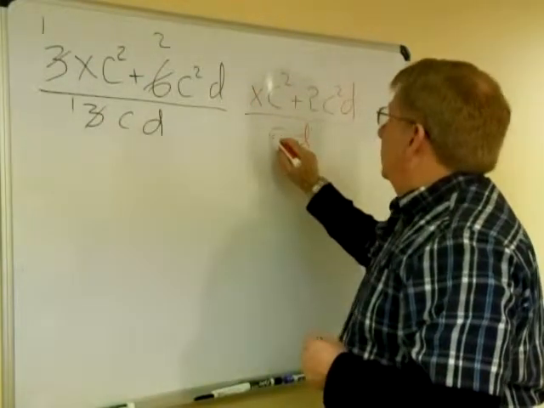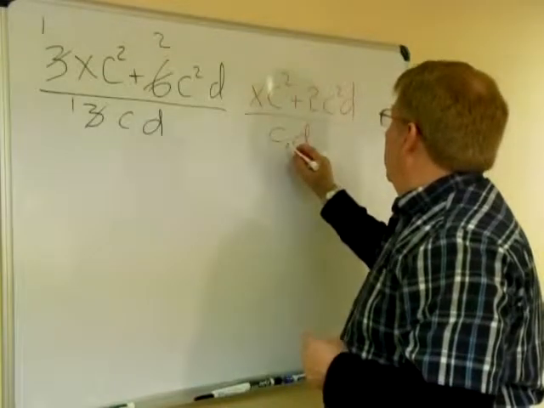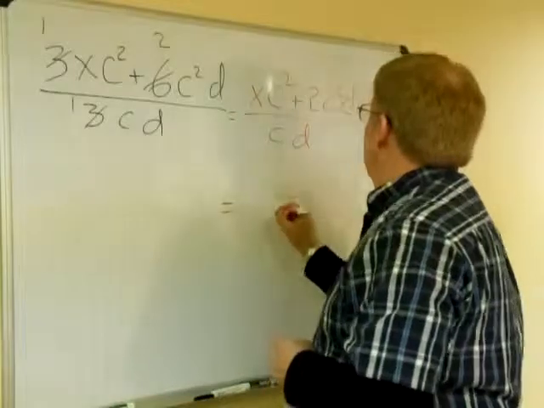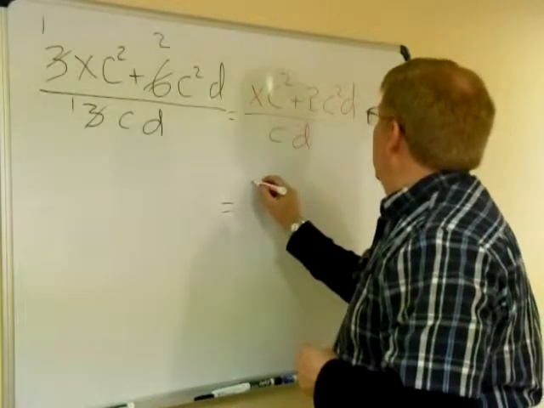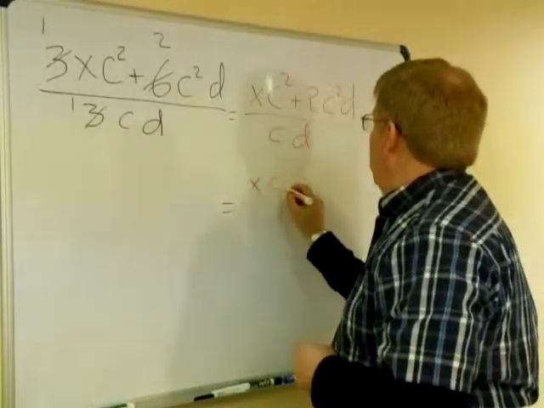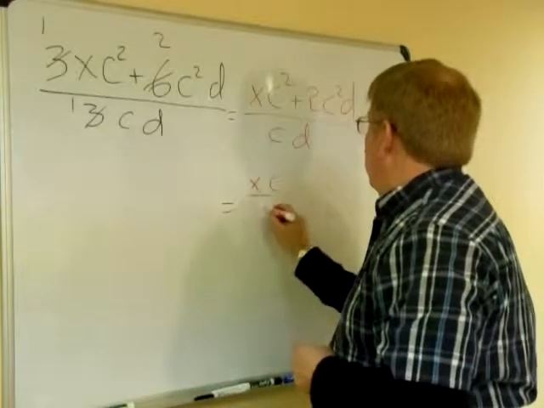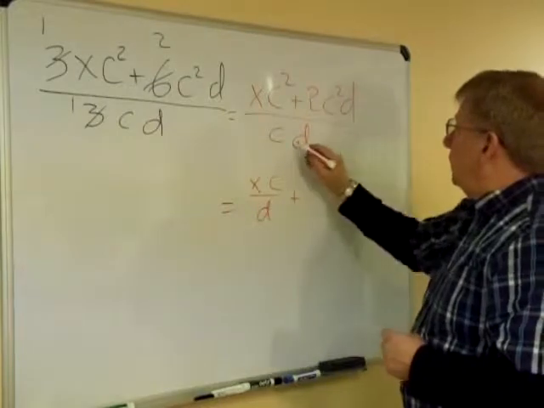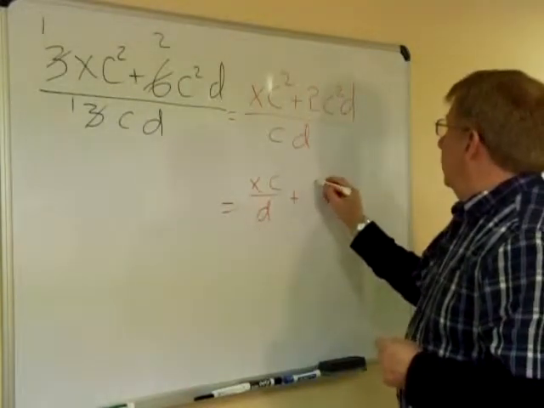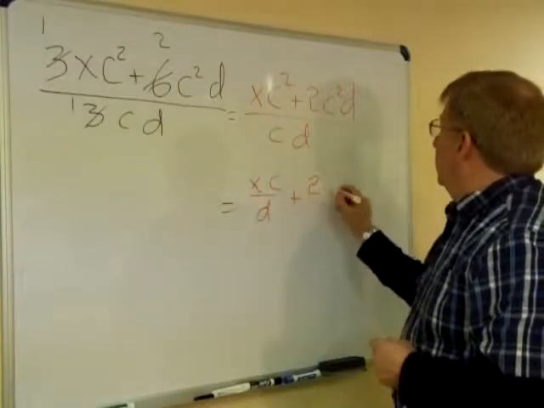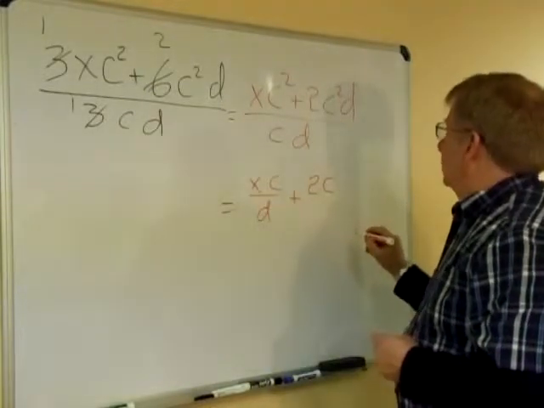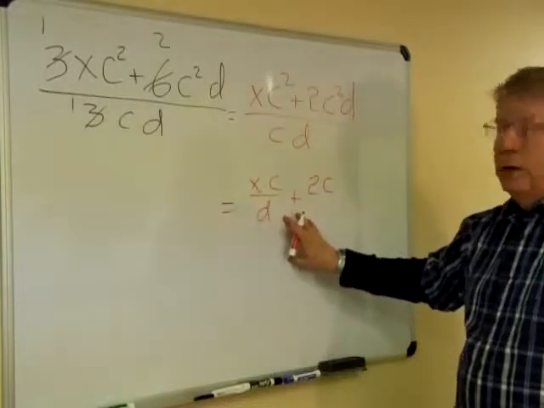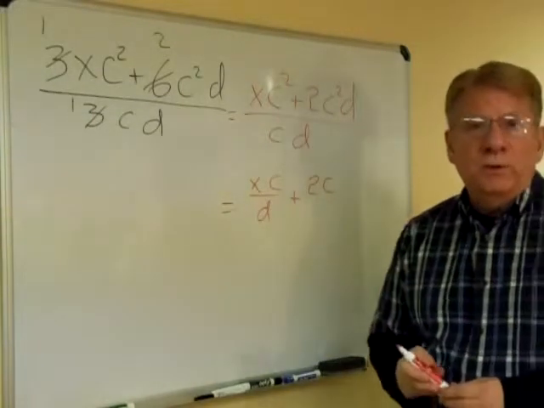So in this case, xc squared divided by cd would leave us with xc over d, and 2c squared d divided by cd would leave us with 2c. And that would be our answer, dividing the numerator by the denominator.